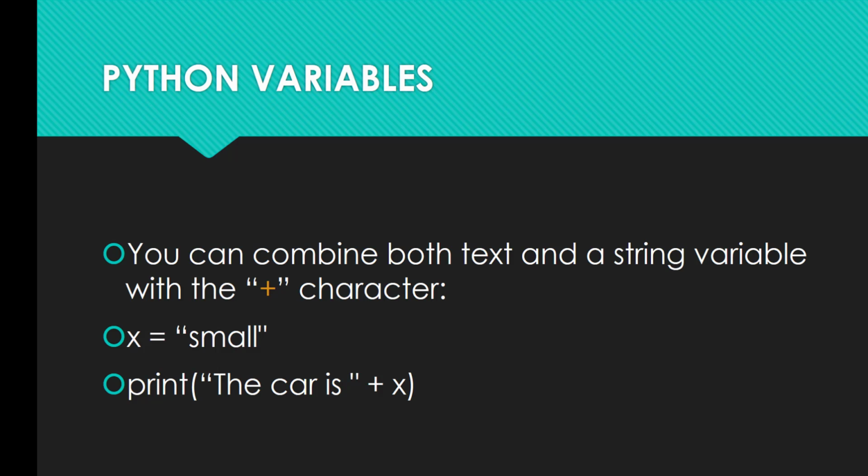You can also combine both text and string variables with the plus character. For example, here we have x equal to the string small, and we would like to use this string to make a sentence. So we'll say print the car is plus the string. Let's try that out.